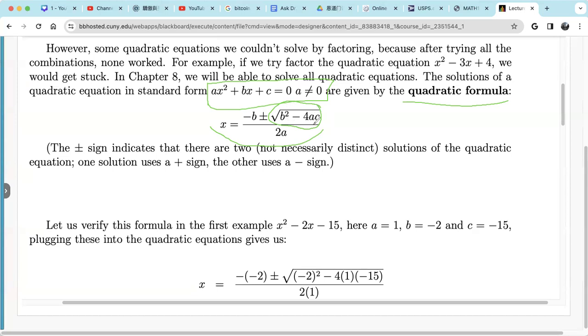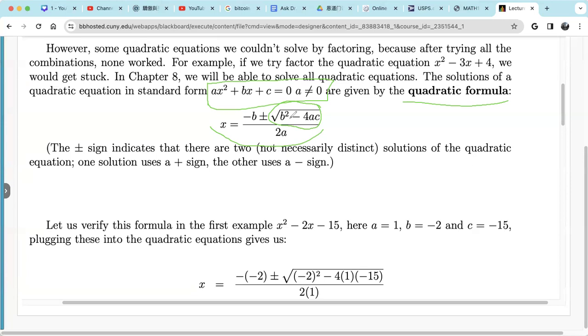So we have two irrational solutions. Or this one may be 0. If it is 0, we're left with -b over 2a, and we only have one solution. Or maybe this one is less than 0, which is negative. The square root of a negative number is an imaginary number, not in the real number system. So we also have two solutions. We'll see some examples.